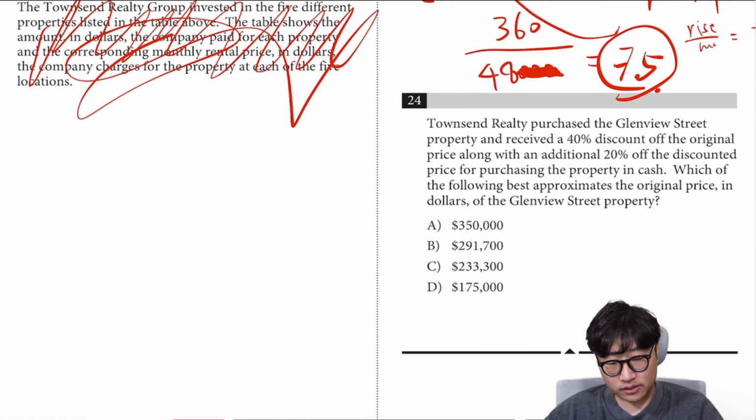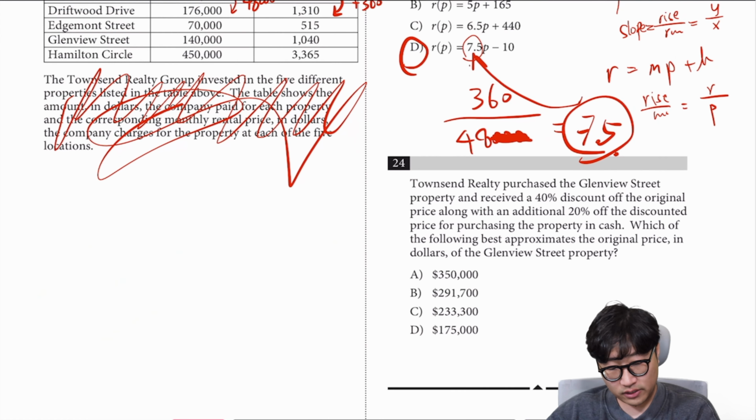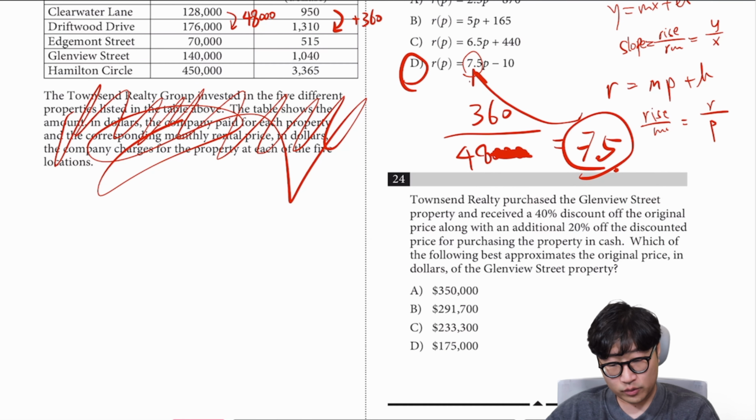All right, number 24. Townsend Realty Group purchased Glenview Street property and received a 40% discount off the original price.